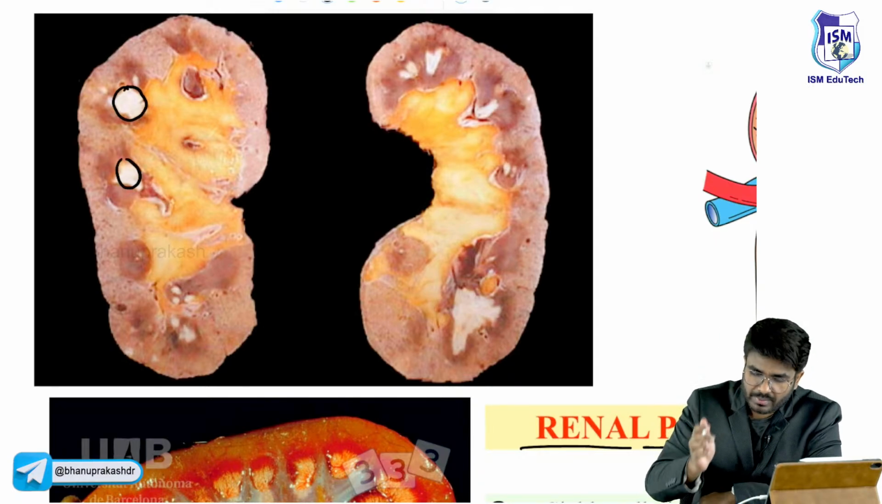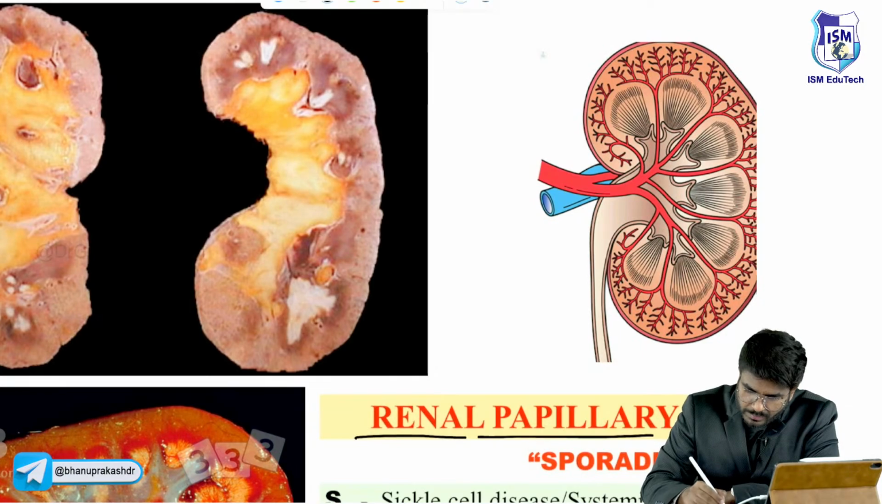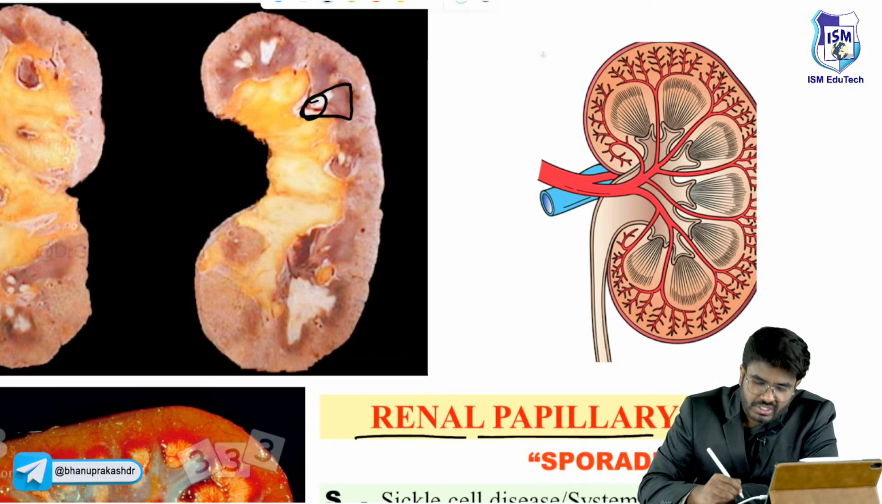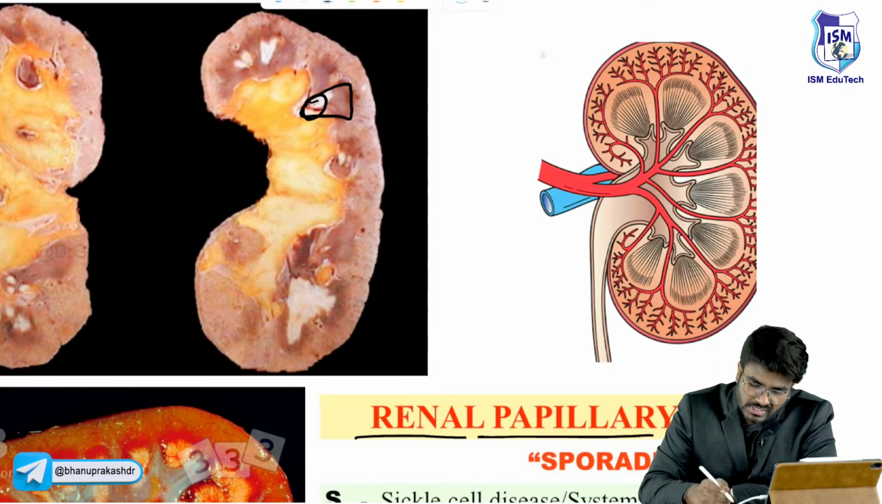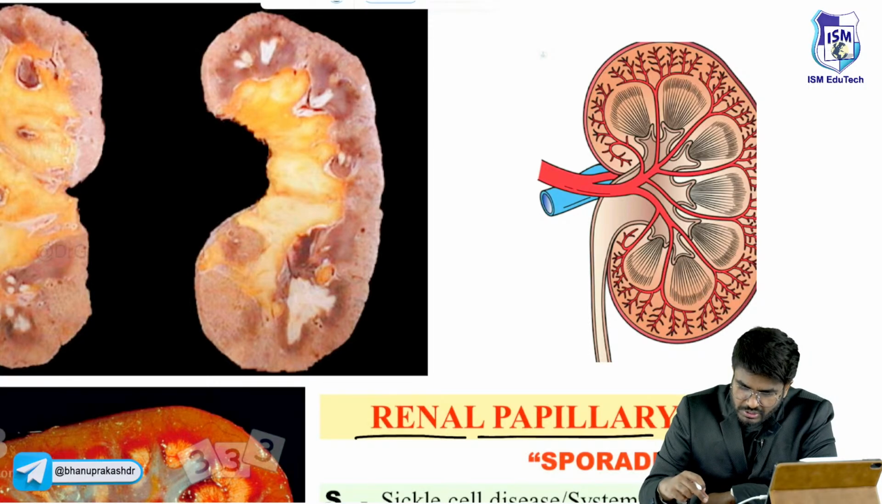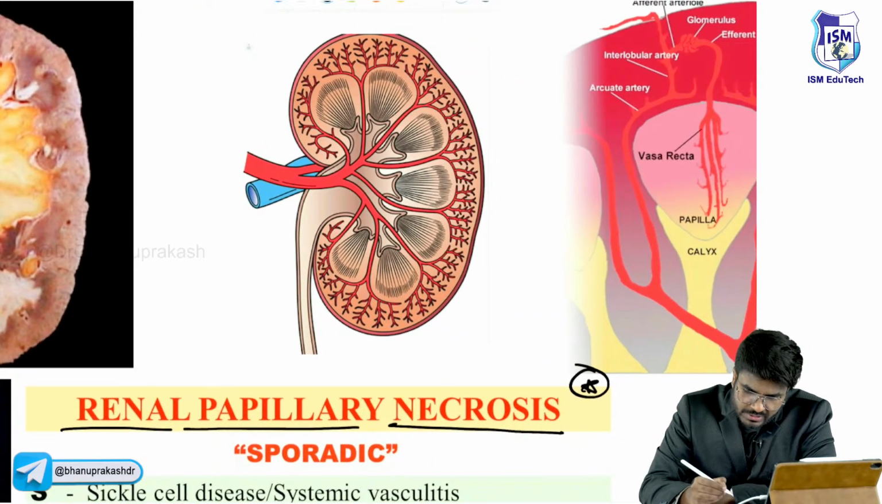You know the renal pyramids are going to be there. Imagine this is the renal pyramid. Now, in the renal pyramid, the papillary region, the renal papilla, is undergoing necrosis. So that's renal papillary necrosis. Now, my question to you is why? Why renal papillary necrosis?